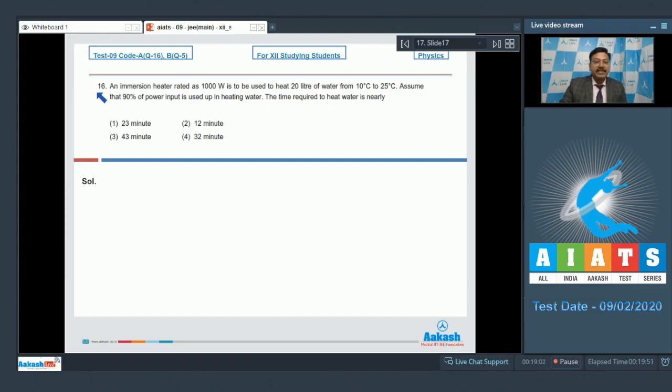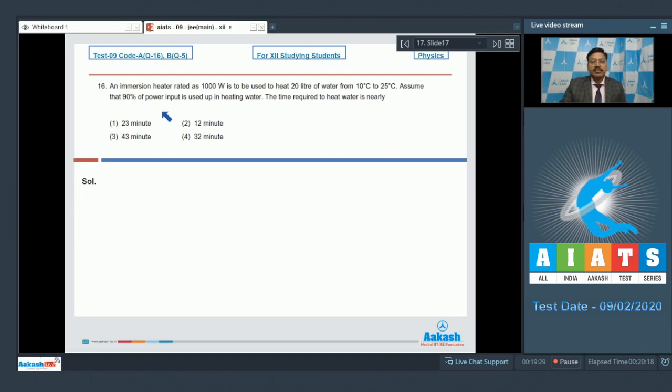Question 16 says an immersion heater rated as 1000 watt is to be used to heat 20 liter of water from 10 degrees C to 25 degrees C. Assume that 90% of power input is used up in heating water. The time required to heat water is nearly, and the four options are given.